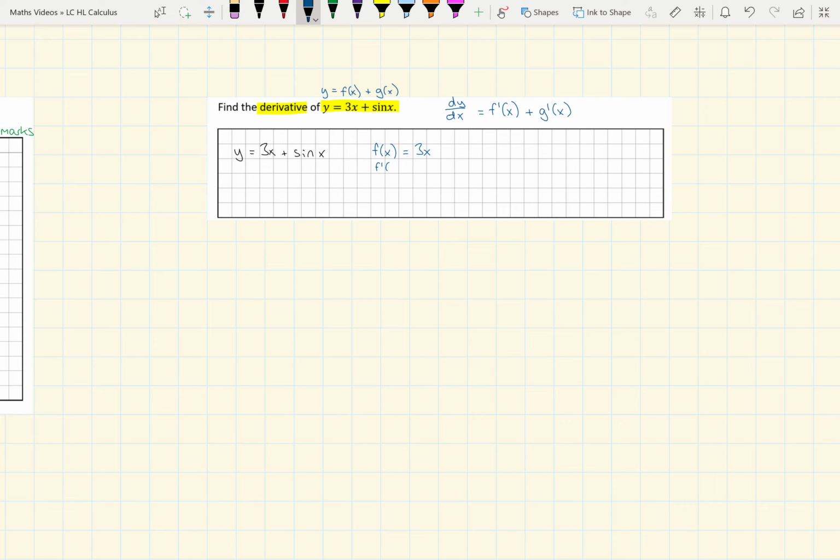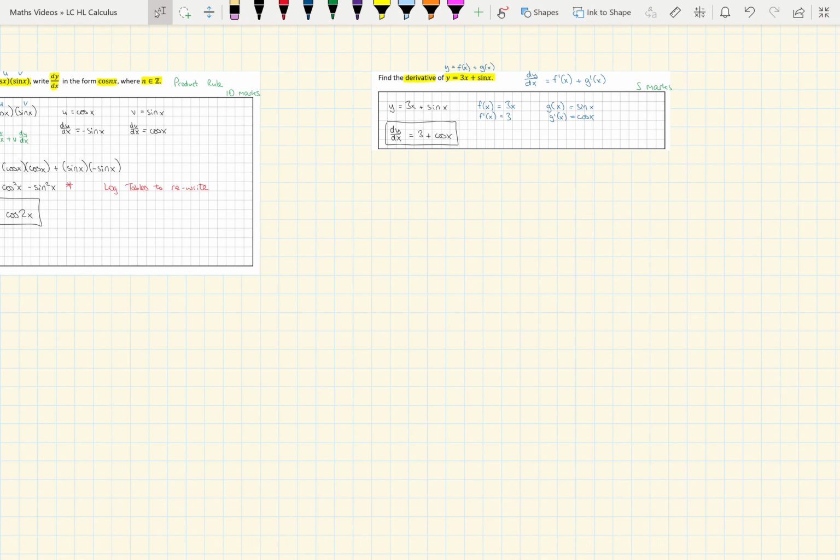We differentiate f of x and we get 3, and then g of x is equal to sine x. We differentiate it, we get cos x. Now we're just going to tidy up, so dy dx is equal to 3 plus cos x. And that's that question answered. Fairly straightforward, 5 marks. Okay, and that's us done for those 3 examples.